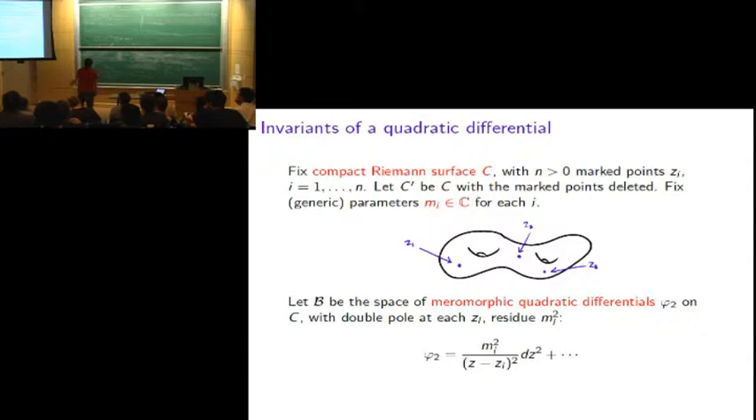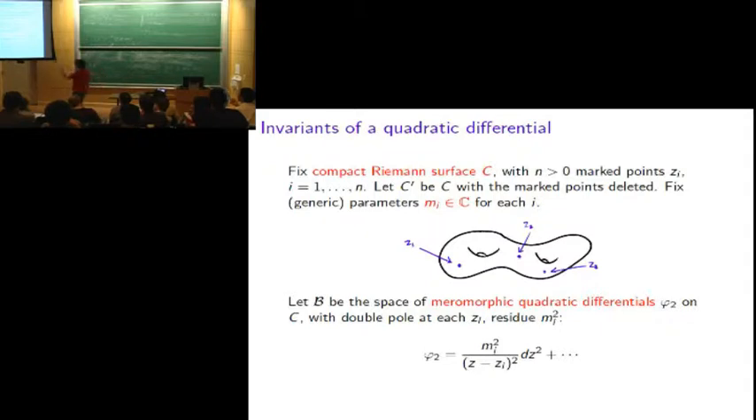So on this Riemann surface, we're going to put some stuff. And the first thing we'll put is a meromorphic quadratic differential, call it phi2, on the curve, which is holomorphic away from these marked points. And then at the marked points, it has to have a double pole. And the residues at the double poles are these parameters m_i that I fixed before. So we're going to imagine letting this quadratic differential vary, but holding its residues always fixed.